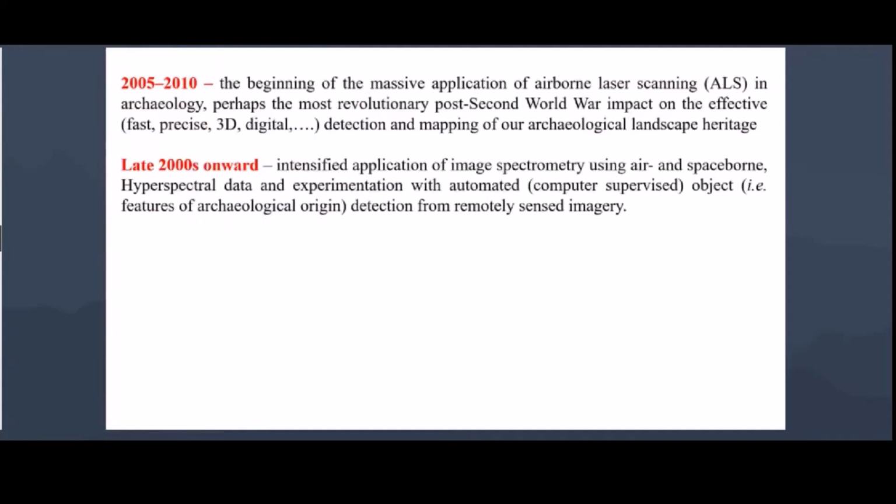Then the late 2000s onwards, the period saw intensified application of image spectrometry, that is using air and spaceborne sensors, hyperspectral data, and experimentation with automated object detection from remotely sensed imagery. So now advanced data sets like hyperspectral data, and people started experimenting with automated systems like deep learning, machine learning, etc., for automating the classification process or feature extraction of archaeological origin using remotely sensed imagery.